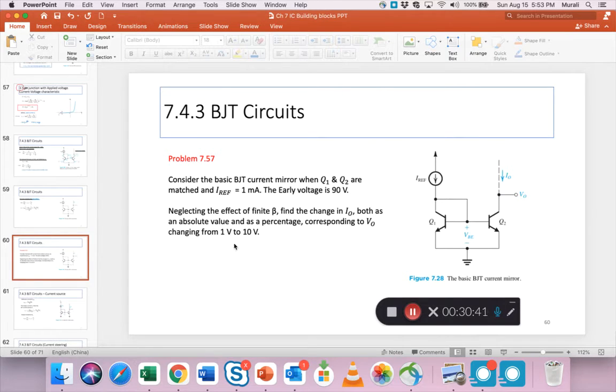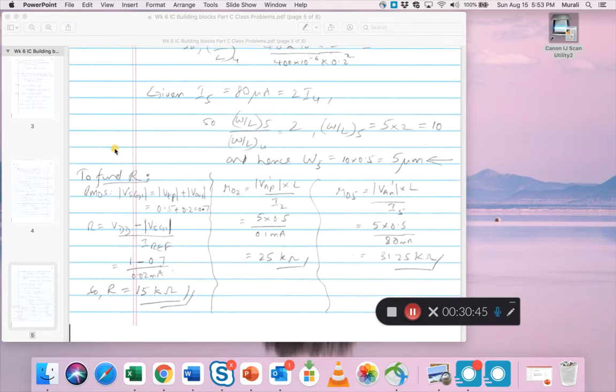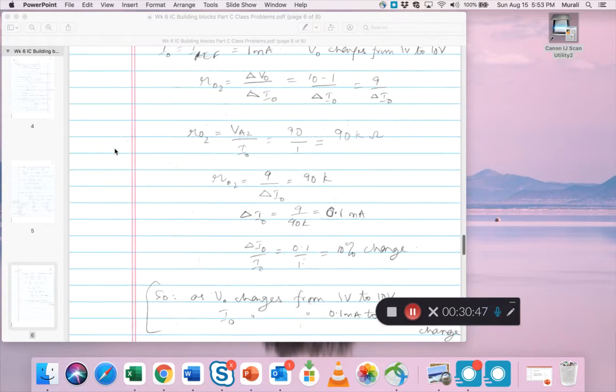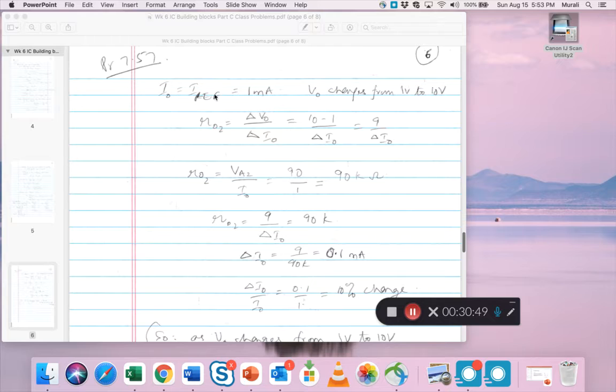So it's a pretty simple problem. I think it's a straightforward application of the formulas. So it's an introductory problem to BJTs. Let's think of it that way. So IO equals I reference is 1 milliamp and we are told that VO changes from 1 volt to 10 volts. So RO2 is delta VO by delta IO, which is 10 minus 1 by delta IO, which is 9 by delta IO.